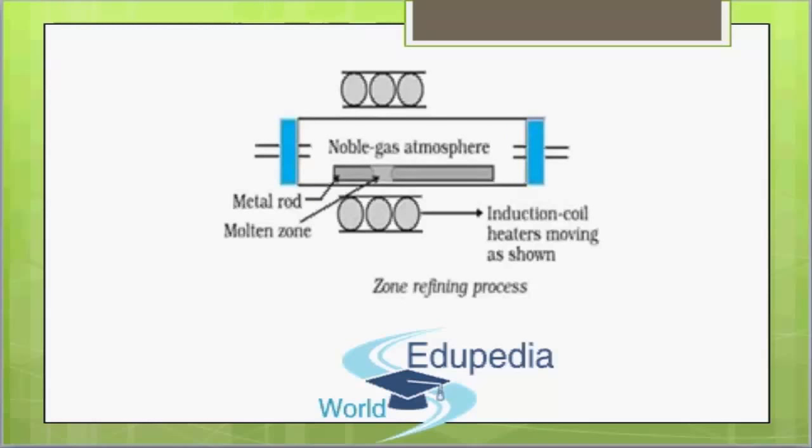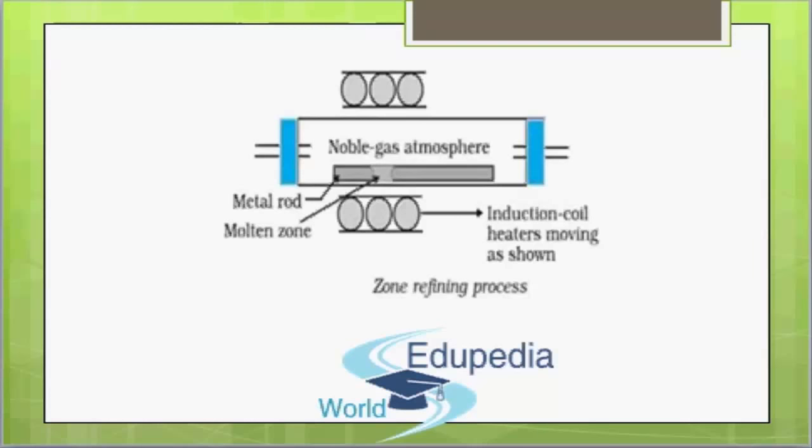A rod made of the impure metal is placed inside a long quartz tube and a circular heater is fitted around the rod. The rod is heated at one end by the heater and a narrow zone of the metal melts. The heater is slowly moved towards the right when the pure metal recrystallizes out of the melt, while the impurities pass into the adjacent molten zone to the right. So, the left part of the rod contains pure metal, while the right end of the rod containing the impurities is chopped off and removed.